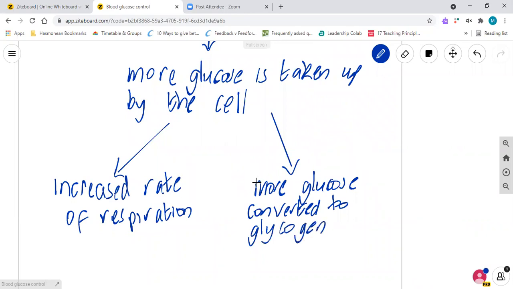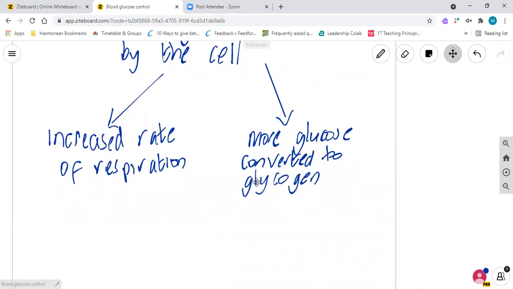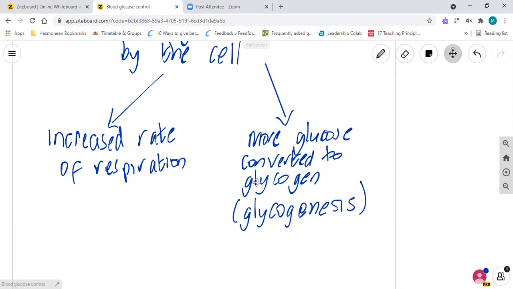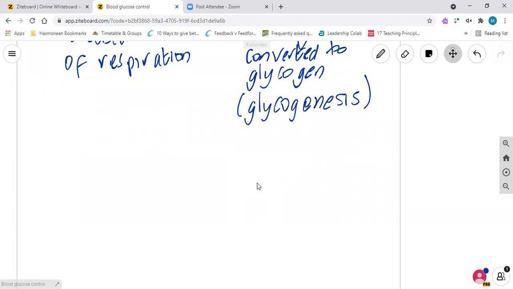Now this has a name. If you cannot remember the name, you can use the description that I have used before, but the name is glycogenesis, because we are creating, like Genesis, we are creating glycogen. Those two things, the increased rate of respiration so that you're using up more glucose, plus the fact that you're converting it back into glycogen, will mean that blood glucose level returns to normal.